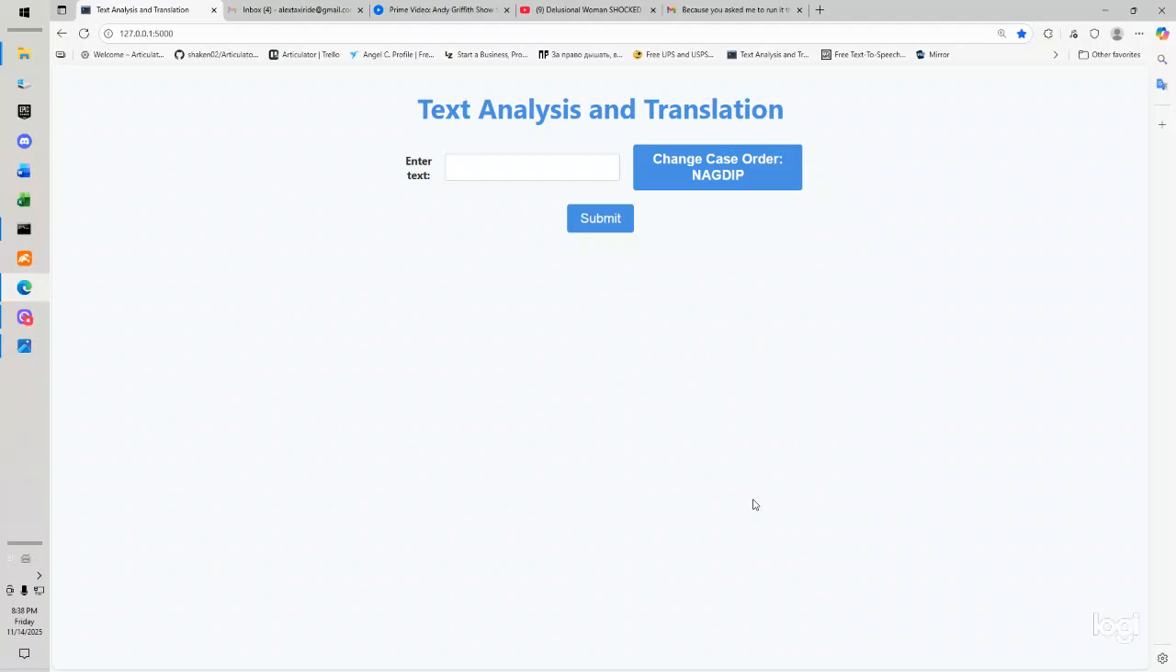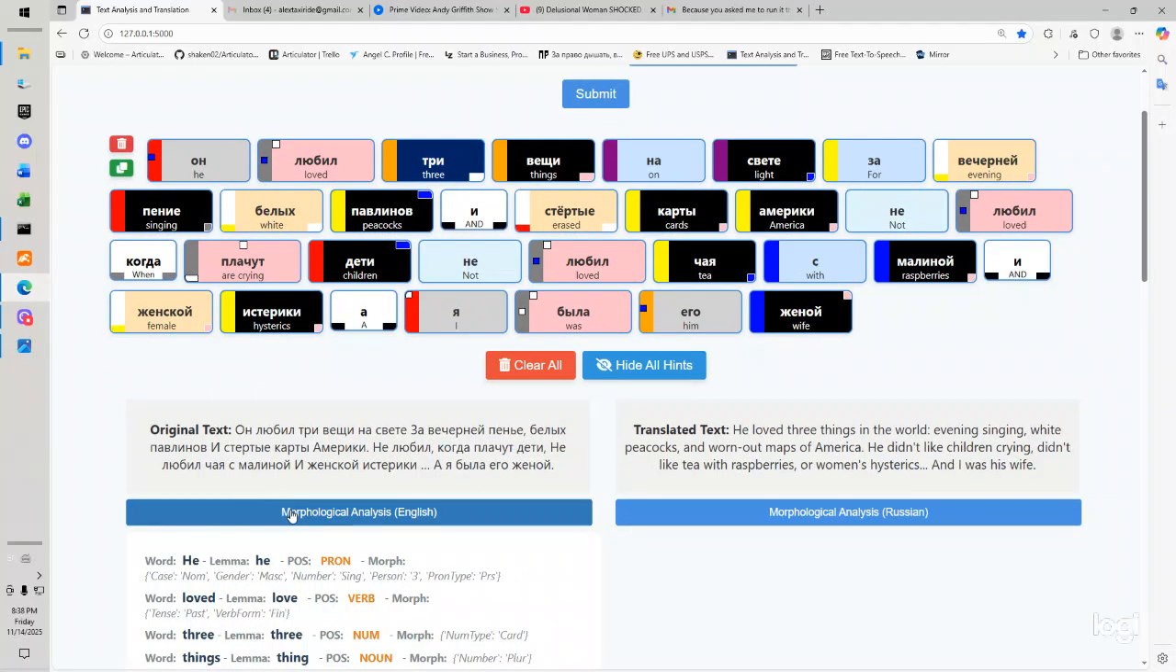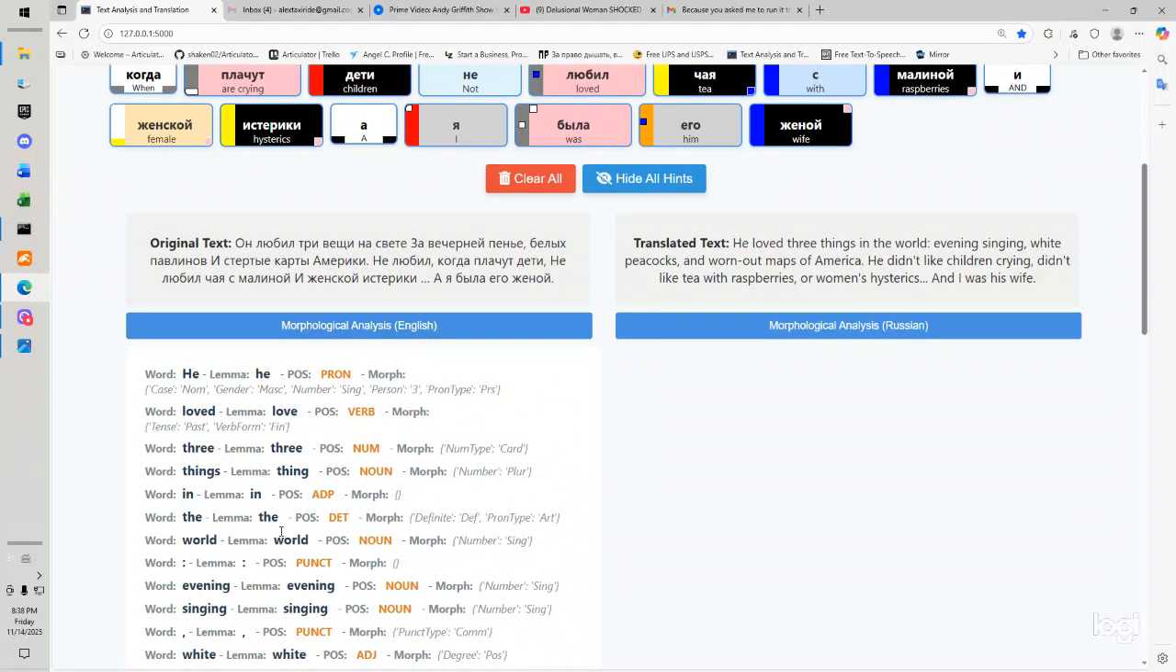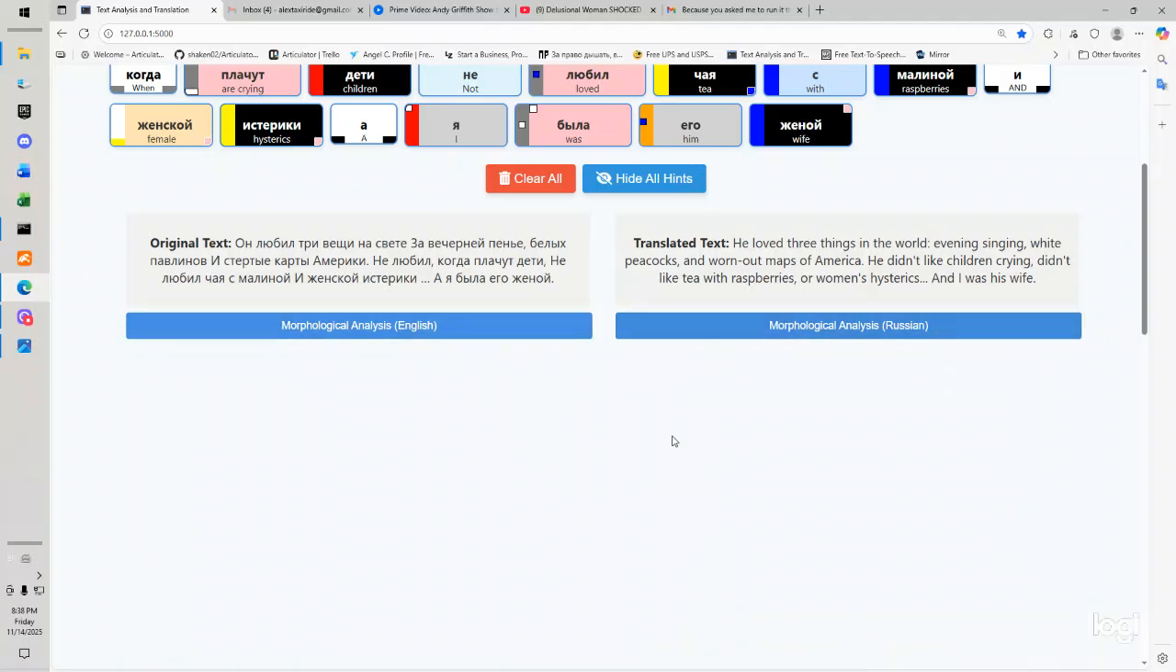I'm a student of the Russian language, and I find Russian to be very challenging, so I came up with a system to try to make it a little bit easier to learn. So let's go ahead and put in a poem. You see, it automatically does a morphological analysis. It's done down here, breaking it down and telling you what part of speech is what and so forth for the English and the Russian.